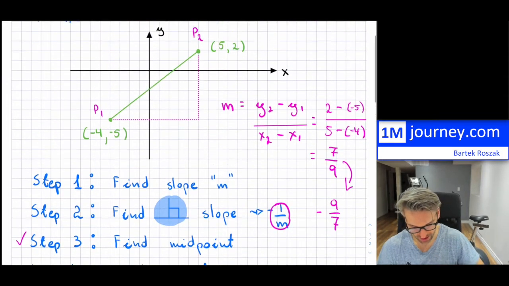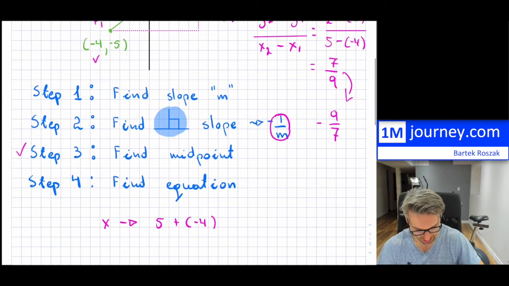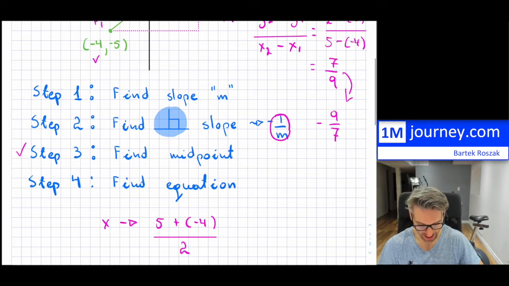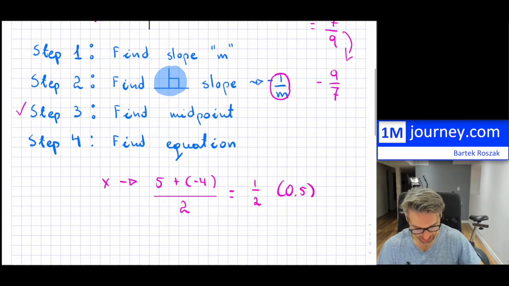For the midpoint, you take the x components, add them together, and then divide by 2. So you're basically taking the average of these. That's your x component, which is going to be a half, 1 over 2. Change it to a decimal if you like.